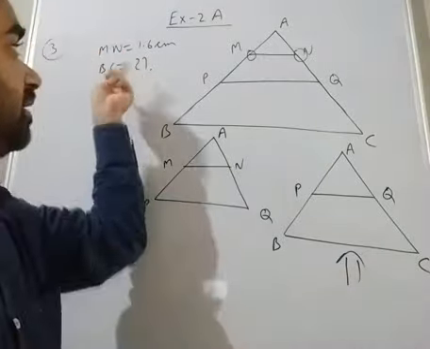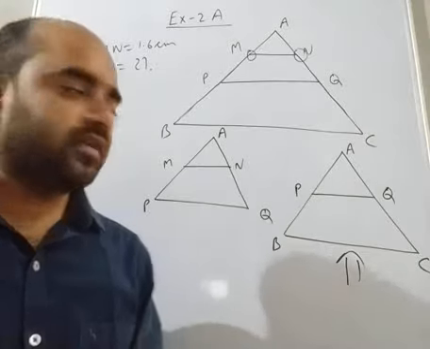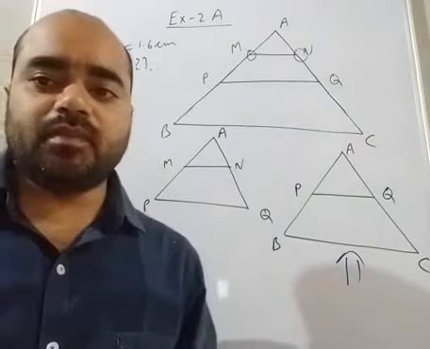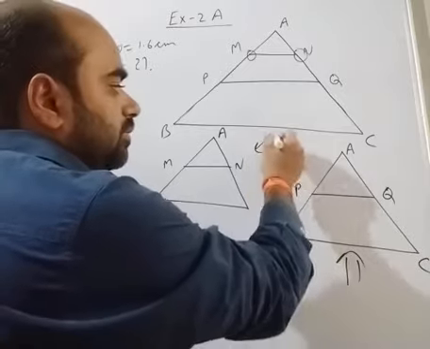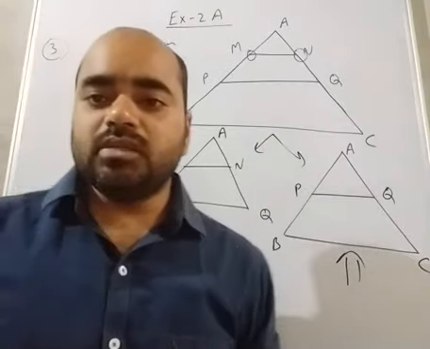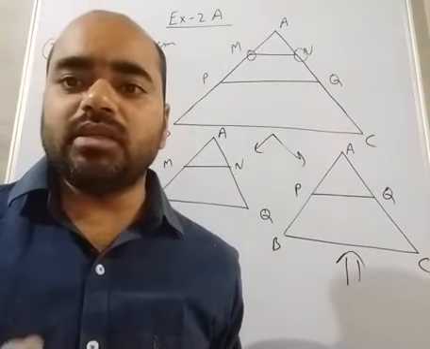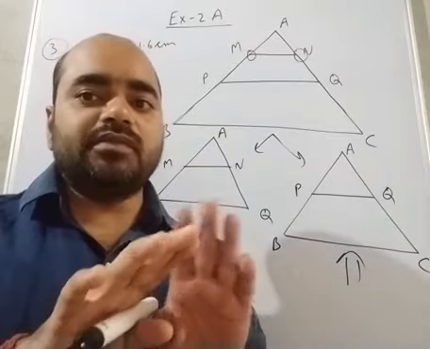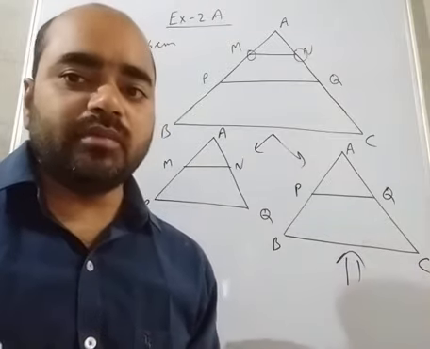And MN is given as 1.6. We have to find BC. Now I have made two separate diagrams. You can see why: since the midpoint theorem is applicable in a single triangle, I have separated two triangles in which the midpoints are given.